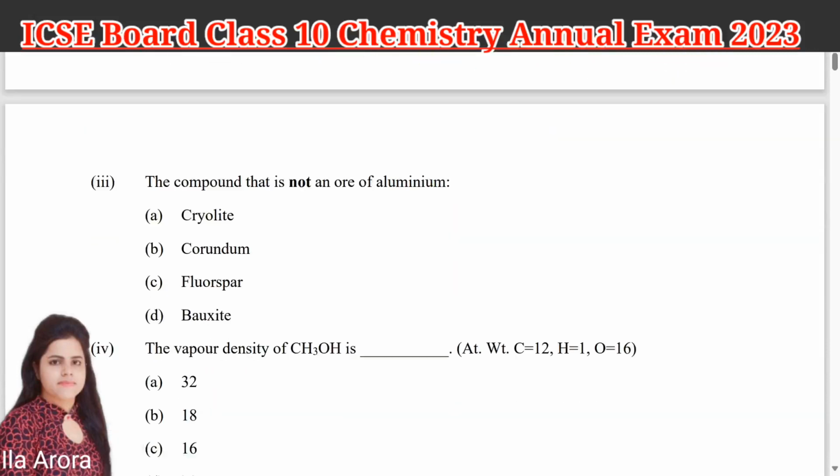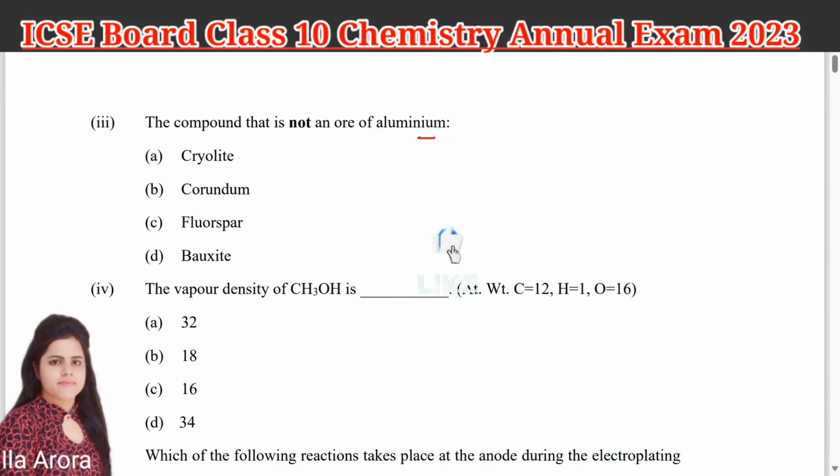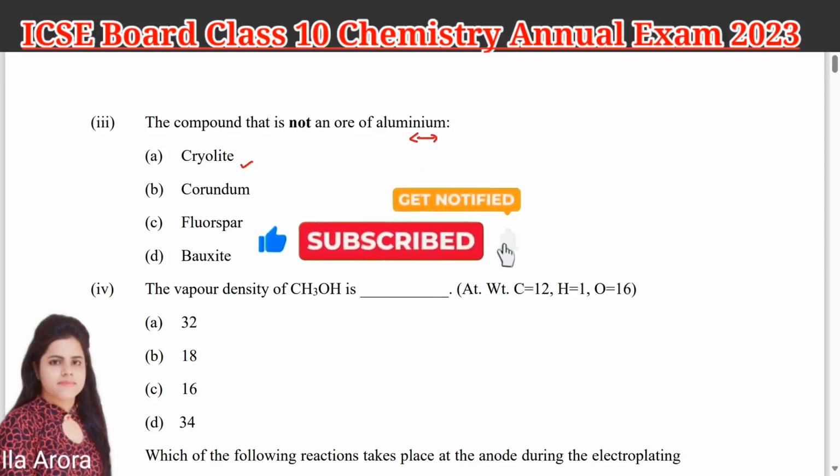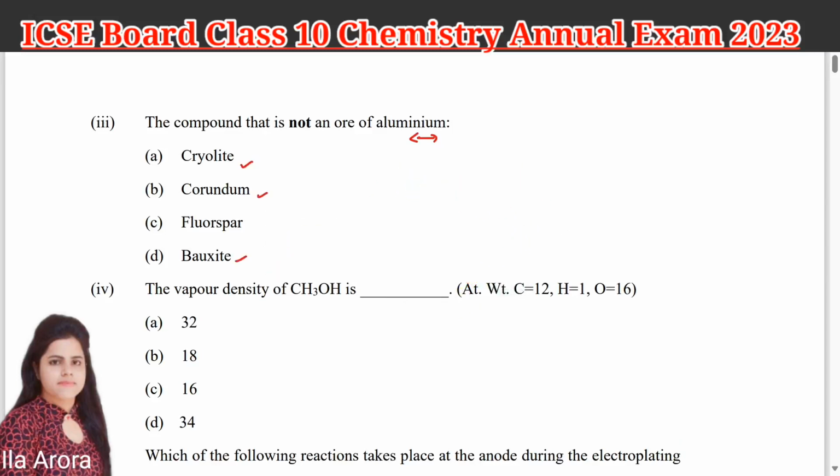Next is the compound that is not an ore of aluminium, that doesn't contain aluminium. If you see the options, cryolite, then corundum, then bauxite, all three are ores of aluminium. They all contain aluminium in some form. But fluorspar is an ore of calcium. It has the formula CaF2. It doesn't contain aluminium. So option C will be the correct answer.